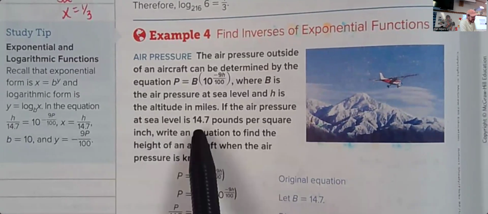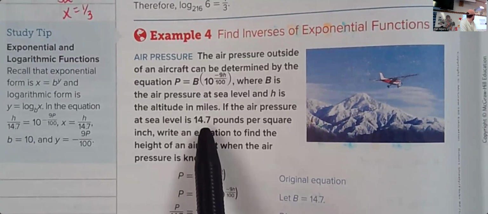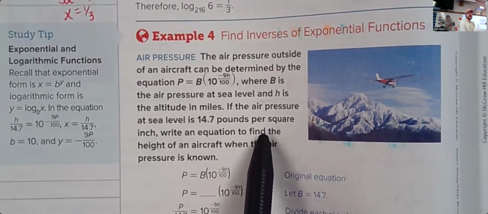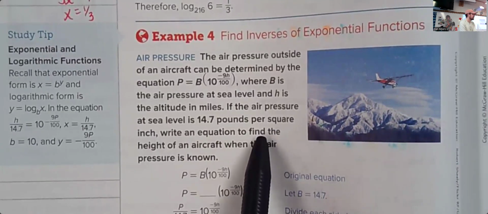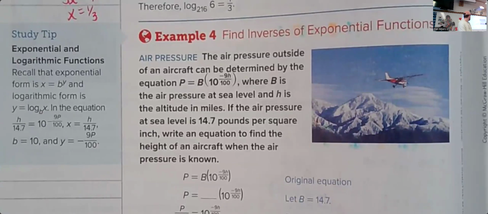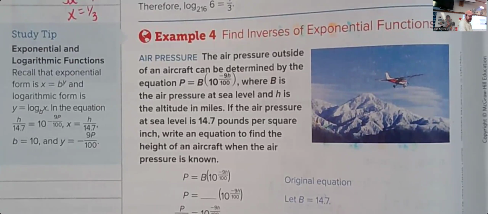If the air pressure at sea level is 14.7 pounds per square inch, which, anybody ever heard of PSI? Like tire inflation, things like that. That's what this is here: 14.7 pounds per square inch. Most of the time, tire pressures are a lot more than that, so you're basically exceeding the pressure of what's normally outside in the tire. But we're talking about altitude here. Write an equation to find the height of an aircraft when the air pressure is known.